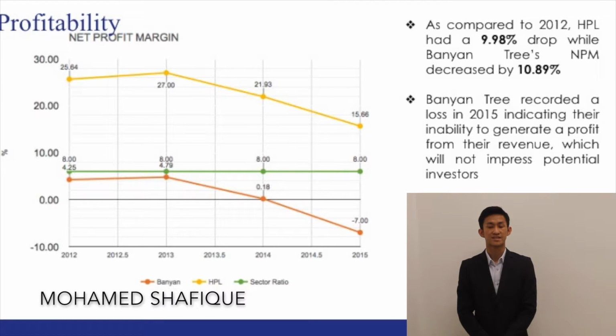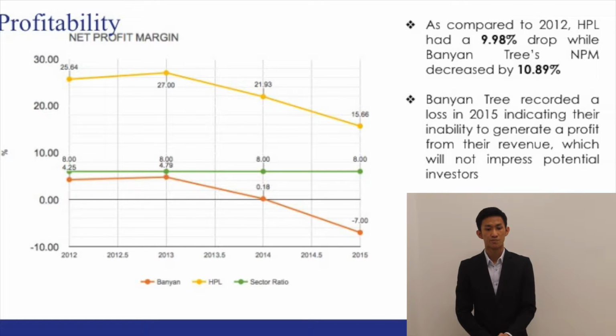To determine profitability, the first chart we will analyze is the net profit margin. When viewed over a period, it presents a trend that helps with decision making to improve the company's overall performance. Investors will view this as the company's potential growth for the years to come. Both companies shared a similar trend. A growth in 2013 was followed by a decreasing trend the following 2 years. In 2015, Banyan Tree recorded a loss, indicating the inability to generate profit, which will not impress their potential investors.